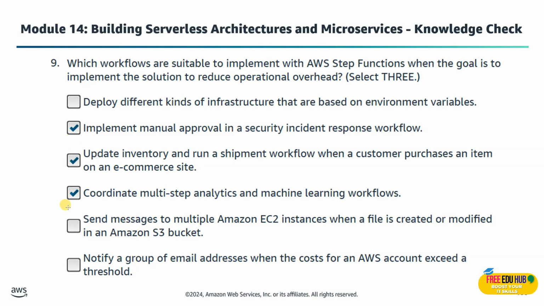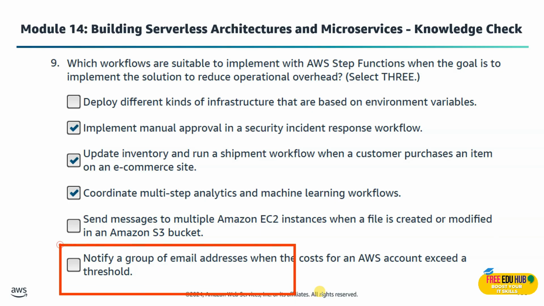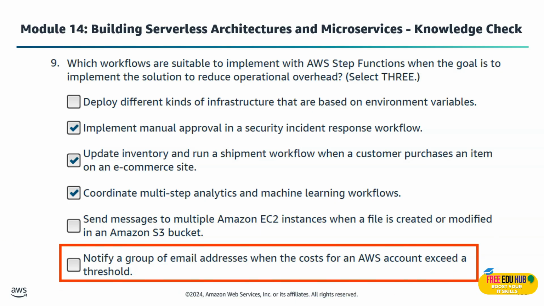And then if we see the option of send message to multiple Amazon EC2 instances when file is created or modified in Amazon S3 bucket, SNS or SQS would be better in this case. And then we are not going for the last option, which says notify group of email addresses when the cost for an AWS account exceeds the threshold. That's CloudWatch or Budgets, not Step Functions.